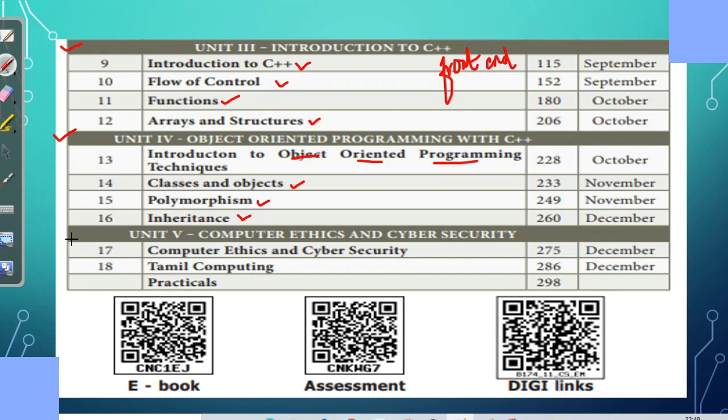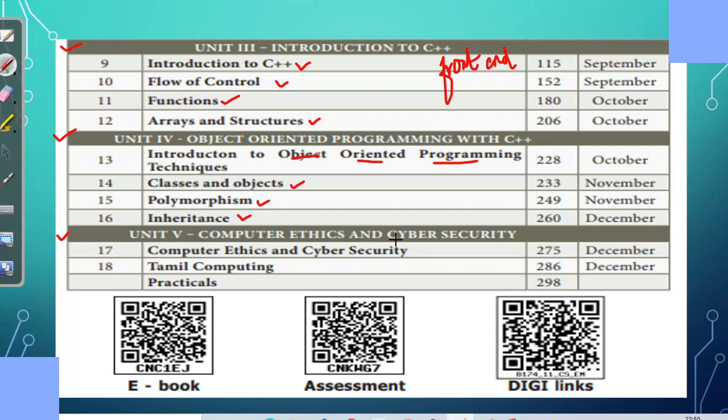Now coming to unit 5, you are going to learn about computer ethics and cyber security. This is for securing a system from cyber attacks, that is hacking your system. Have you heard about hacking? Without your knowledge, they will steal your username, password and all. Then virus hacking, like that. What security measures you are going to follow, that is your 17th chapter.